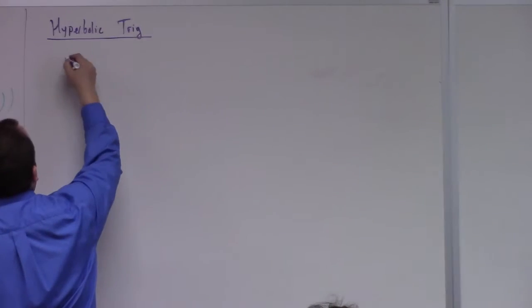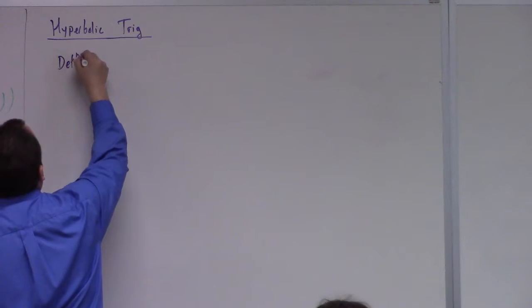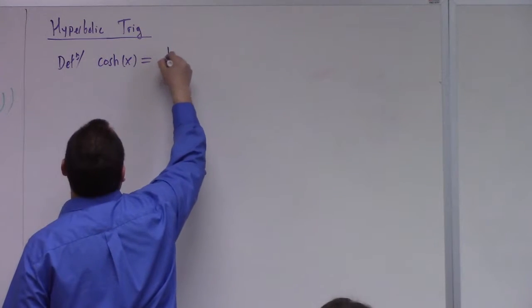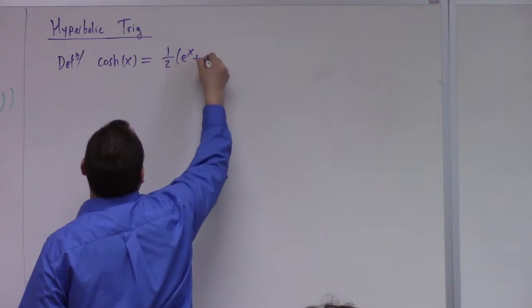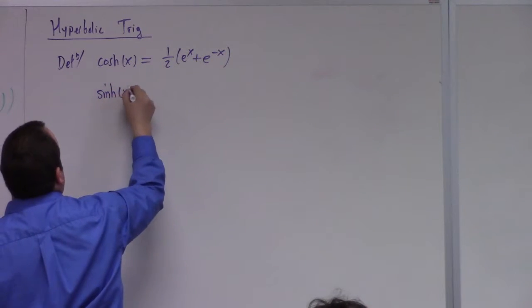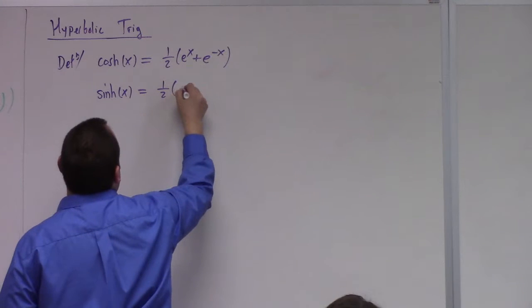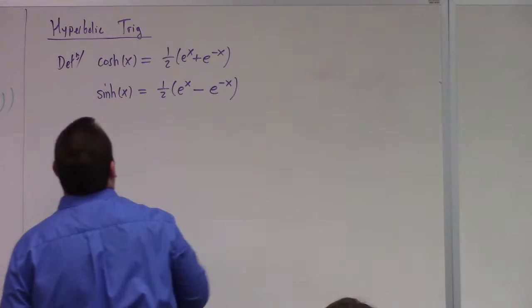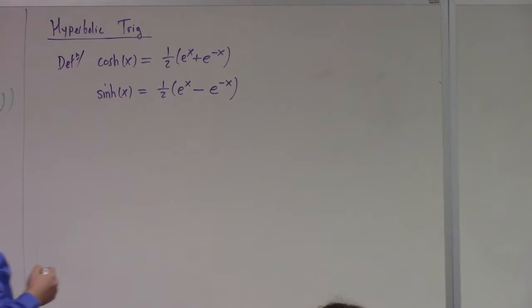So, first of all, these were definitions. Cosh of x was 1/2 e to the x plus e to the minus x. Sinh of x was 1/2 e to the x minus e to the minus x. These were respectively even and odd.